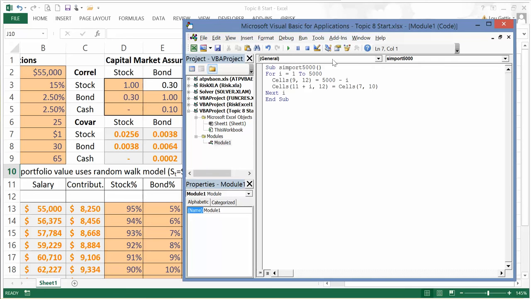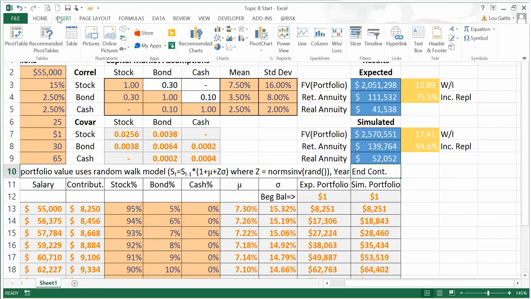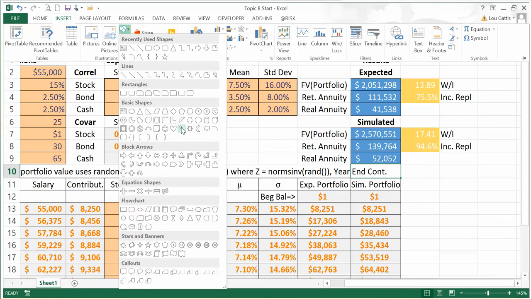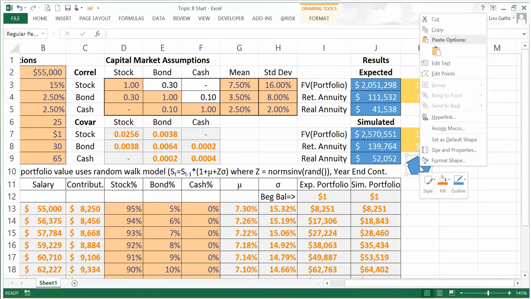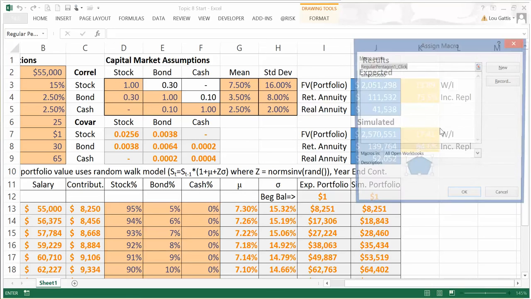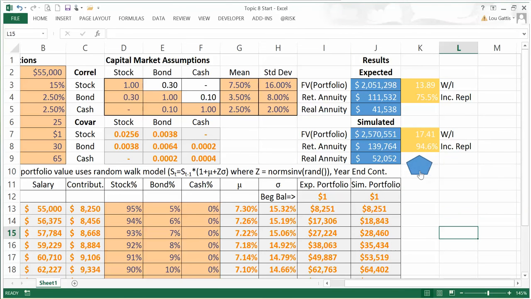Right, so I can verify now that it's in my Excel file in module 1. It's called simport5000. And then I'm going to insert an art object, and I'll just use that to run my macro. Put that right there. And I can right click on that, assign macro. Now every time I hit this shape, it's going to run my macro.